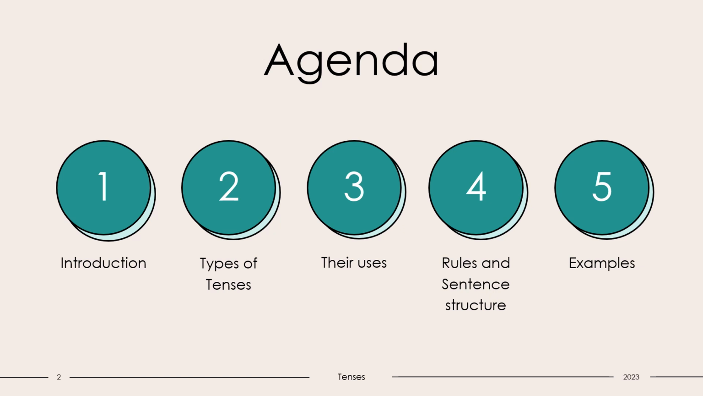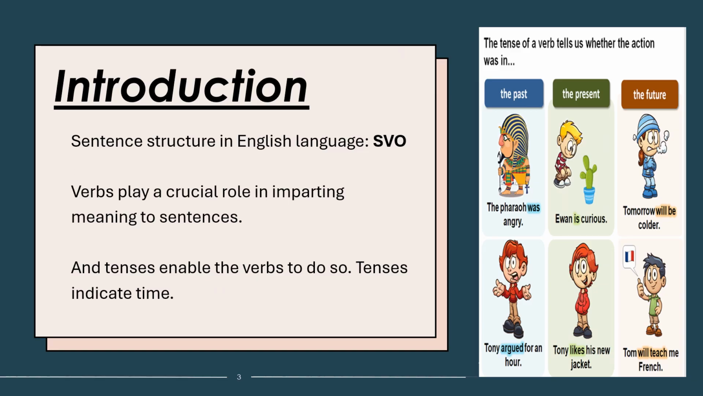In this video, we are going to cover 5 parameters, starting with the introduction. Then we'll move on to the types of tenses and their uses. Next, we'll discuss rules and sentence structure for each and every tense. And then we'll end it with the examples for the respective tenses. Now, let's first begin with the introduction.